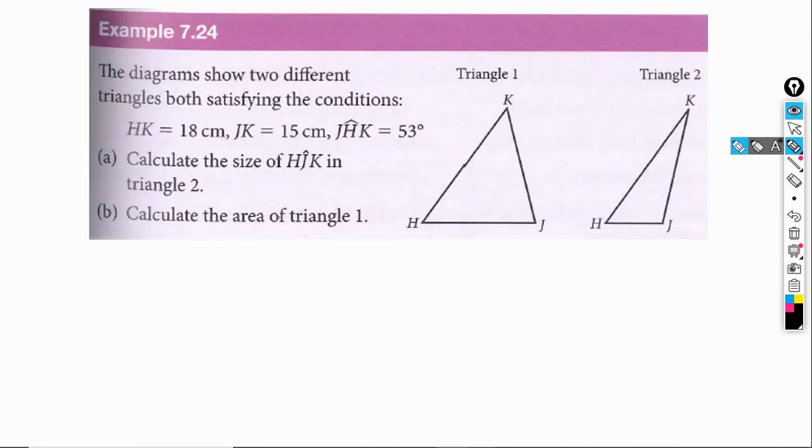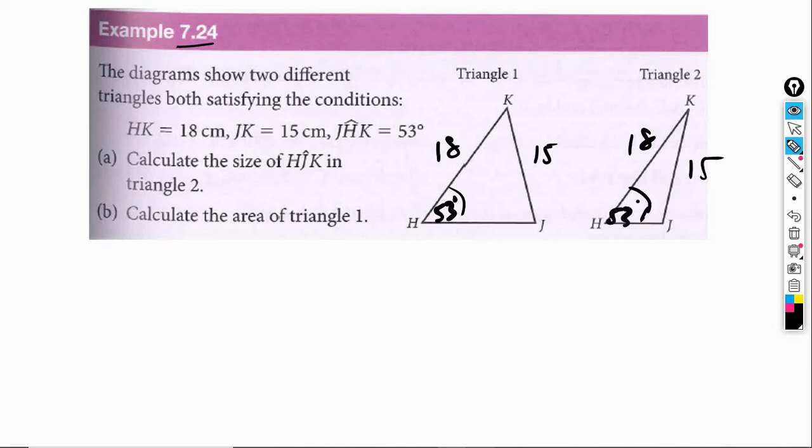Very well, so here we are now on example 7.24, and it says that the diagram showed two different triangles, both satisfying the conditions. HK is 18, so this is 18, and this is also 18 because they both satisfy the conditions. JK is 15, and angle JHK is 53 degrees. So this here is 53 degrees, and so is this here, 53 degrees.